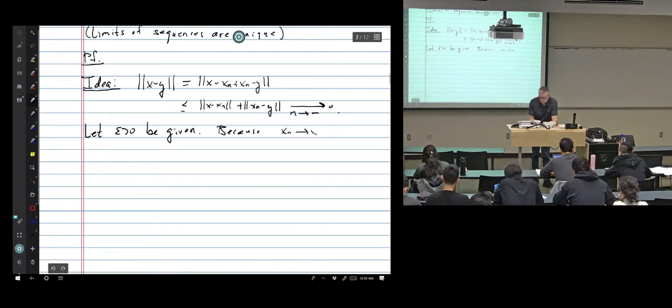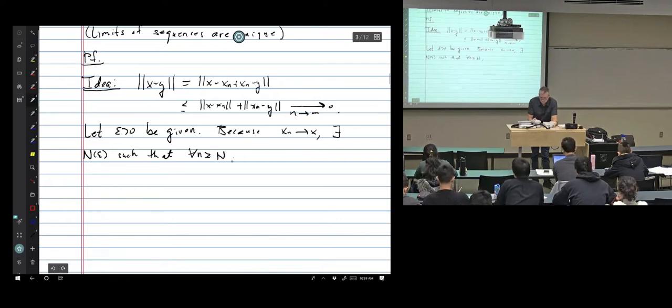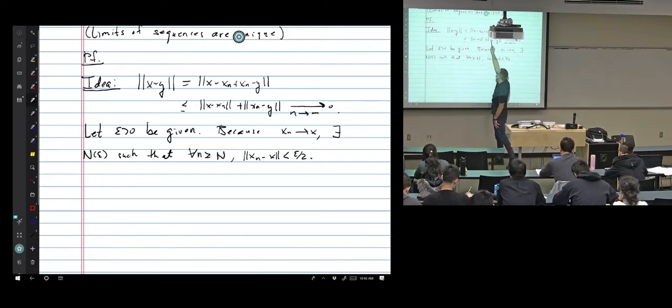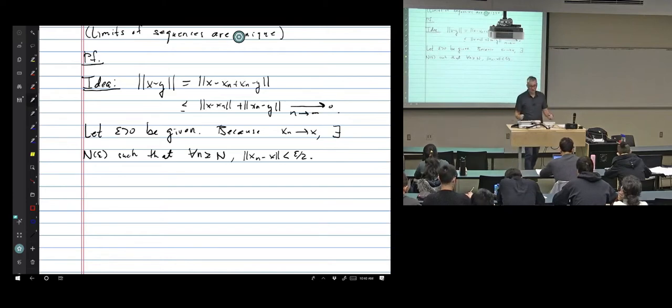Because xn converges to x, there exists N of epsilon such that for every n greater than or equal to N, the norm of xn minus x is less than, say, epsilon over 2. If you want to put epsilon here, that's fine. We'll just get epsilon and 2 epsilon here. It doesn't really matter.